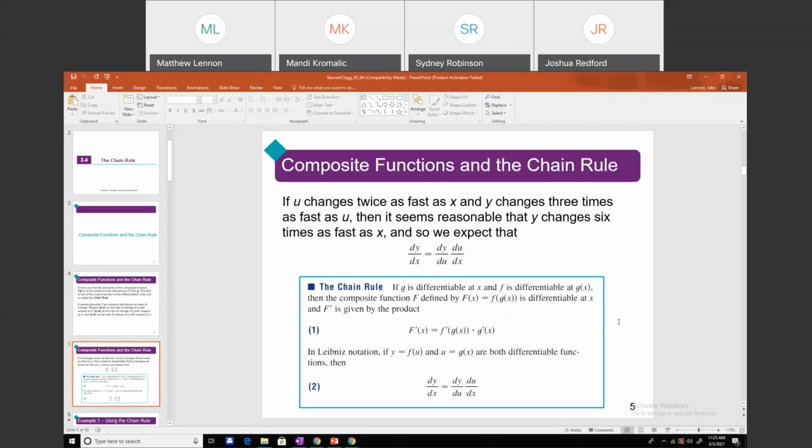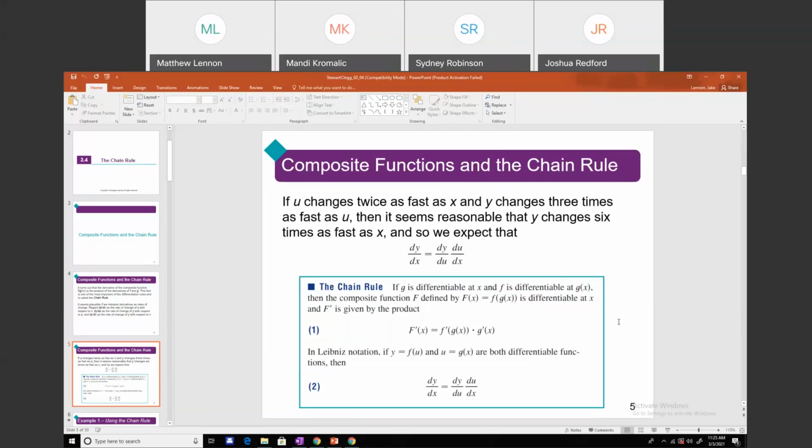So again, I normally think of it with the prime notation in terms of number one. So if you have capital F of x is f of g of x, then the way you take the derivative is f prime of g of x times g prime of x. So usually the way I write it is I'll think of an inside function and an outside function. And then I'll set it up that way.